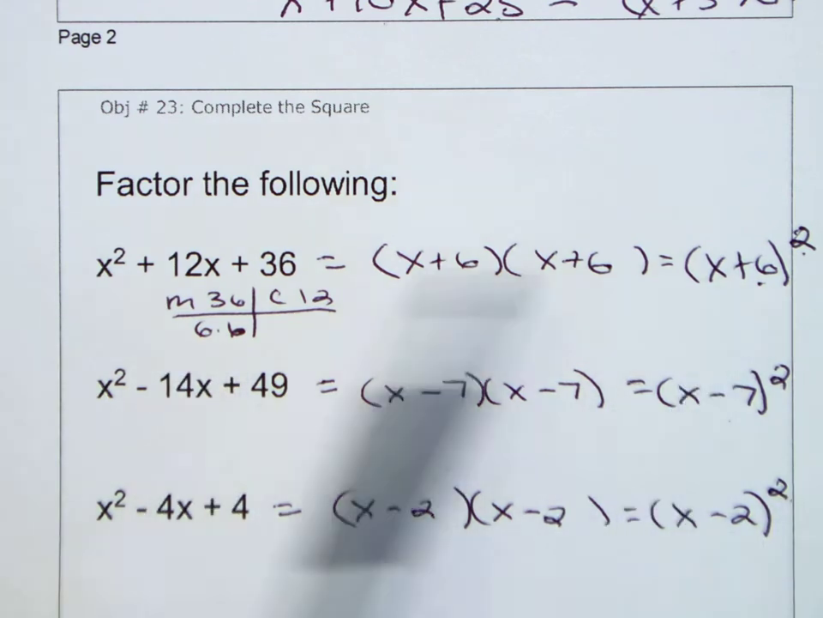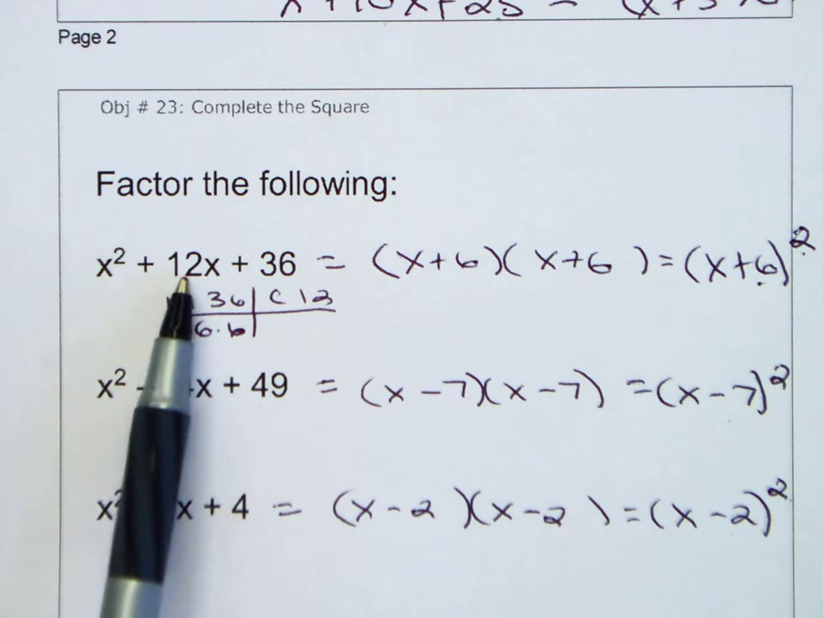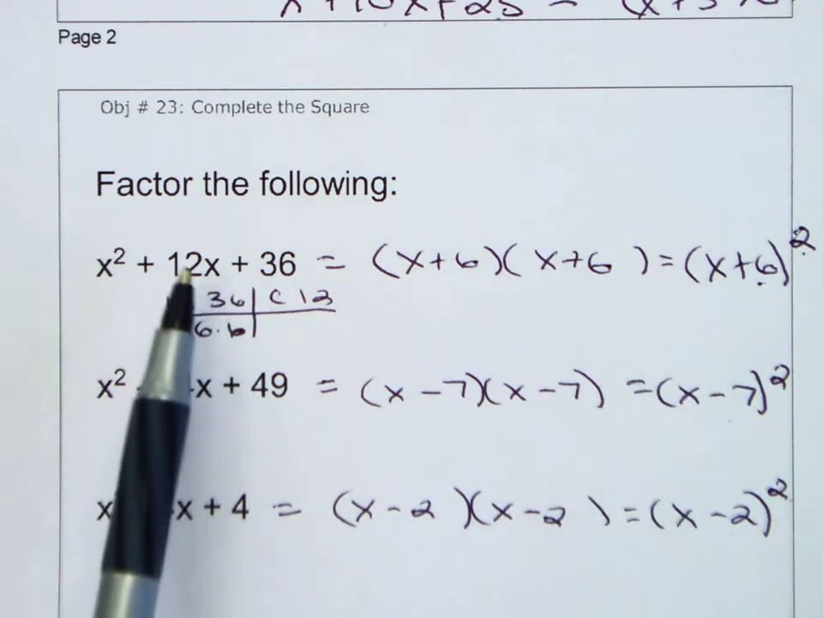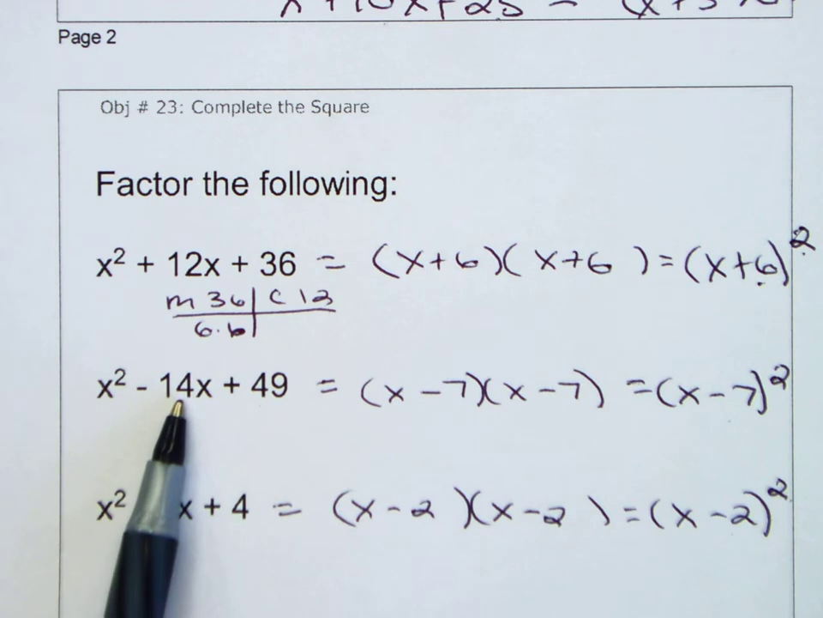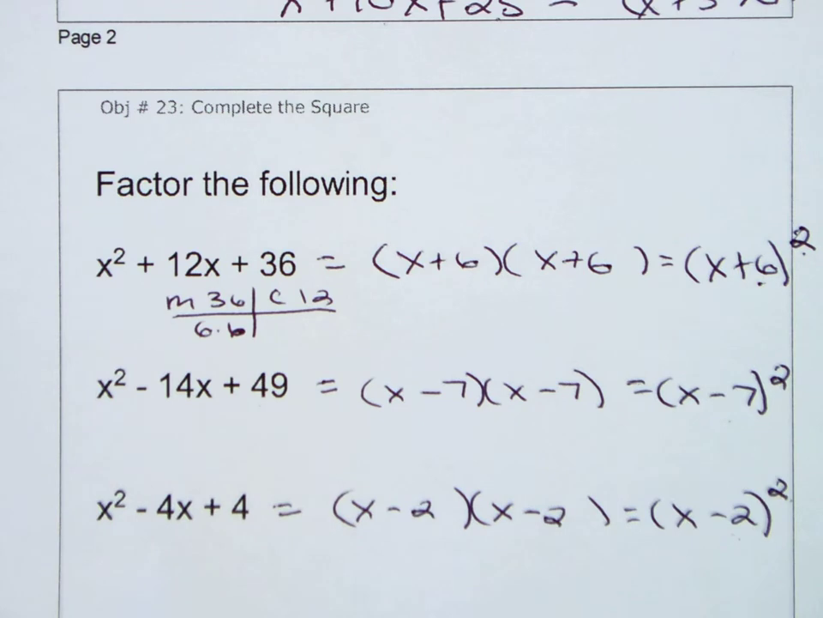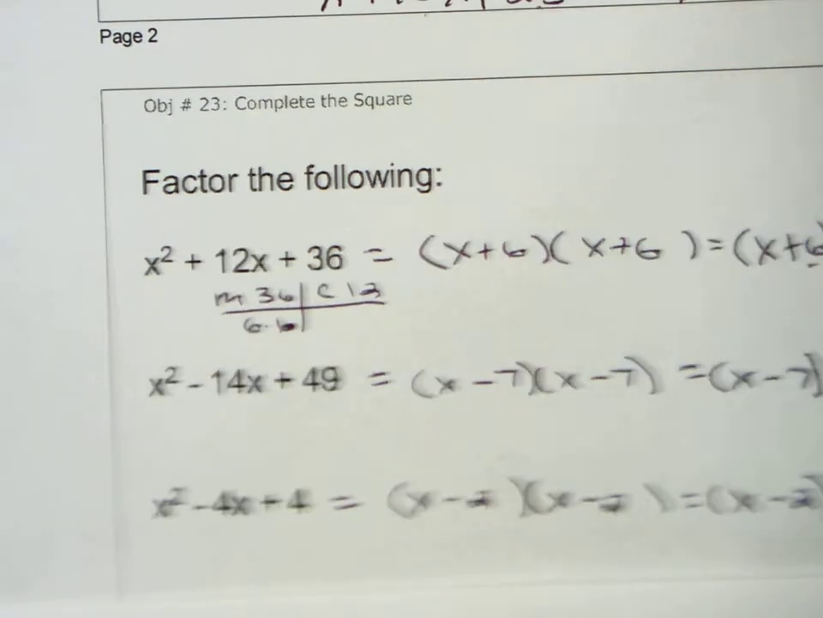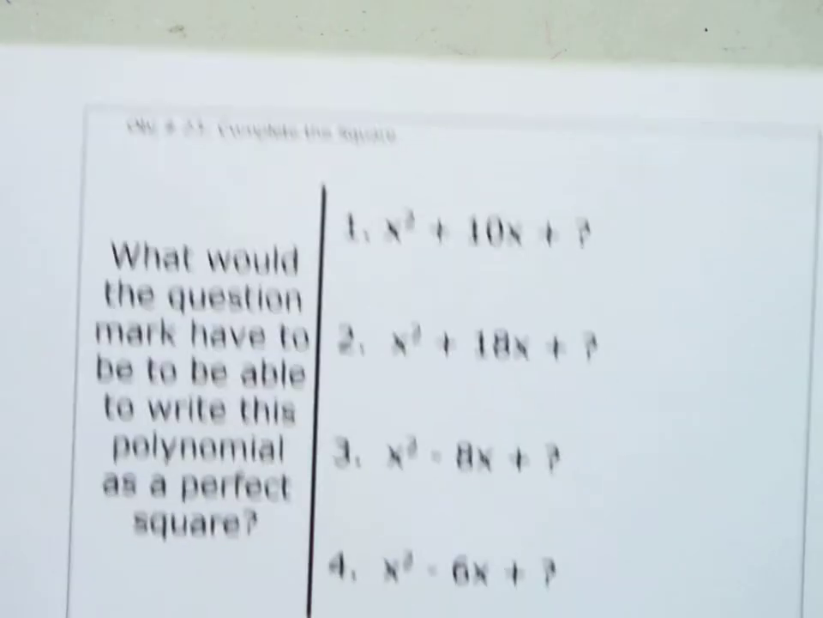Now, how about the 6 and the 12? How do you get from 12 to 6? 12 divided by 2 is 6. 14 divided by 2 is 7. And 4 divided by 2 is 2. So this relationship is really, really important. Okay. So thinking about that, let's do this slide.